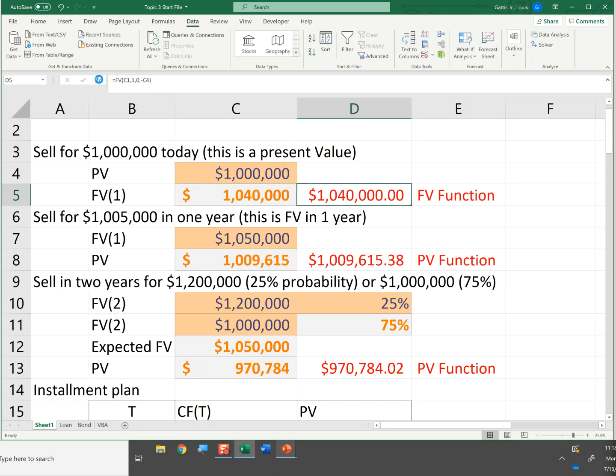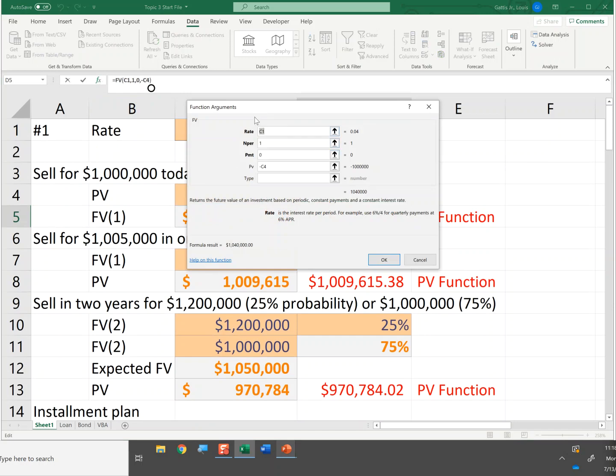I can also use the FV function. Here are the parameters. It is the rate, that's the 4%. The number of periods, 1. The payment, that's going to be 0. So payment, it's a little confusing here. Payment is a number of, or is multiple payments. We'll talk about those in the next section. However, in this example, there's a present value of $1 million, and we're just trying to calculate the future value, and the result is $1,040,000.